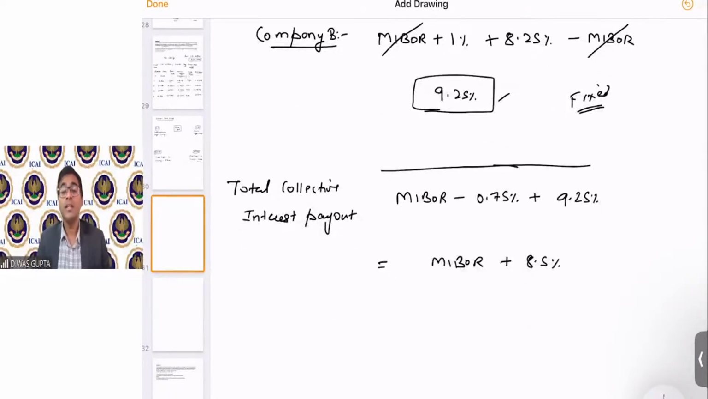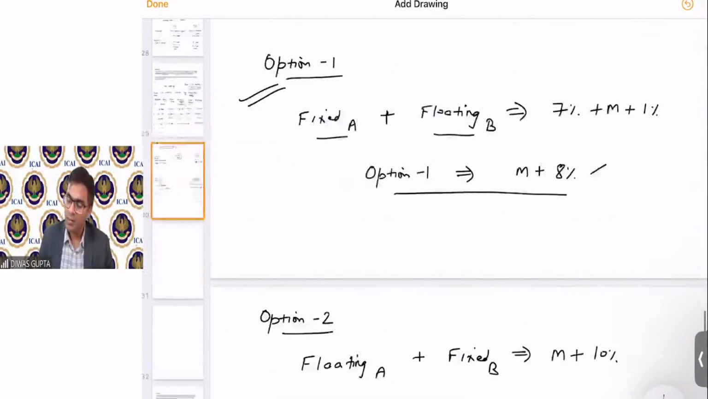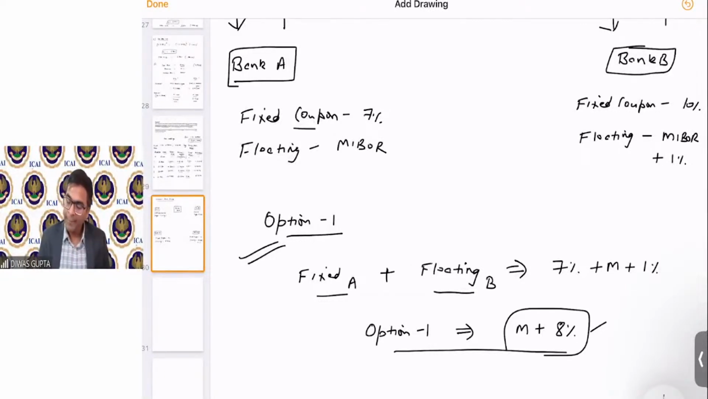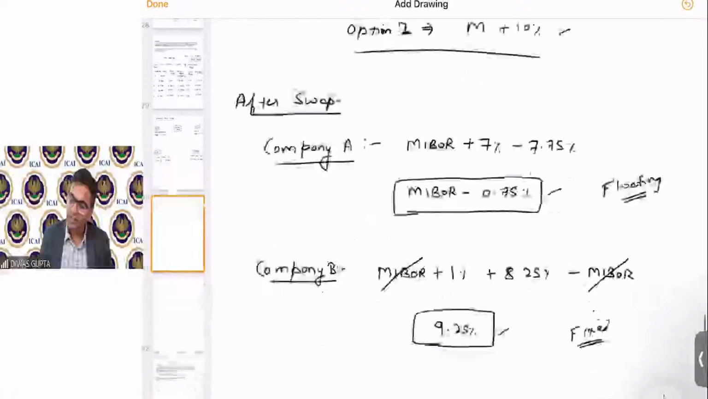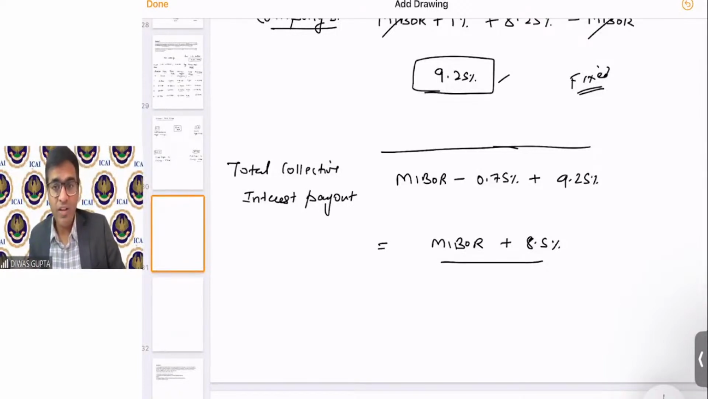Now, with our previous understanding in option one, it has to be MIBOR plus 8%. How come now the collective interest being paid by both the companies is coming out to be MIBOR plus 8.5? Come on, students, tell me. We devised our swap initially saying that the total collective interest payout will be MIBOR plus 8%. Now, after we have devised the swap, the total cost is coming out to be MIBOR plus 8.5. Then where is this 0.5 going, students? Tell me.